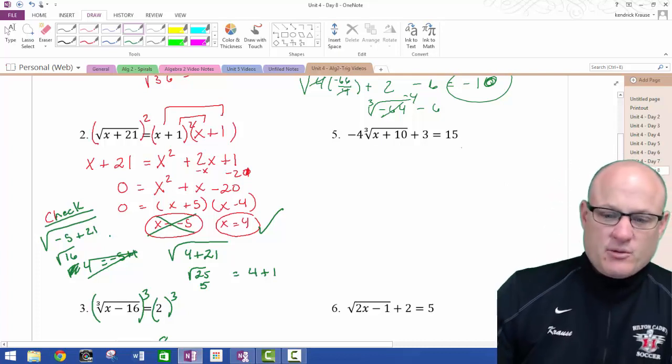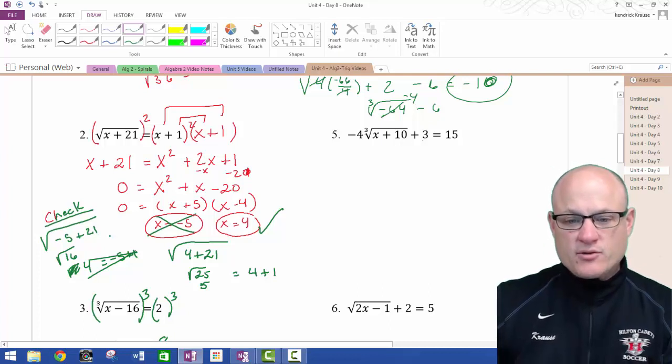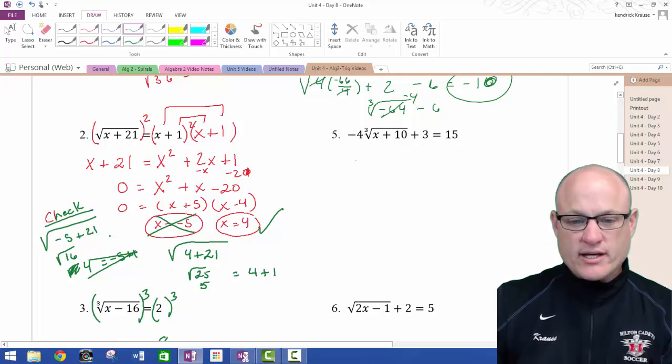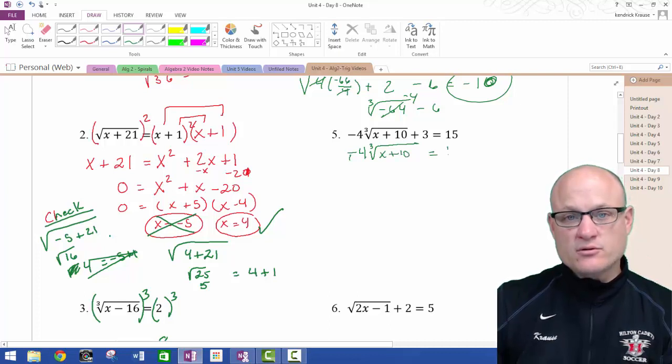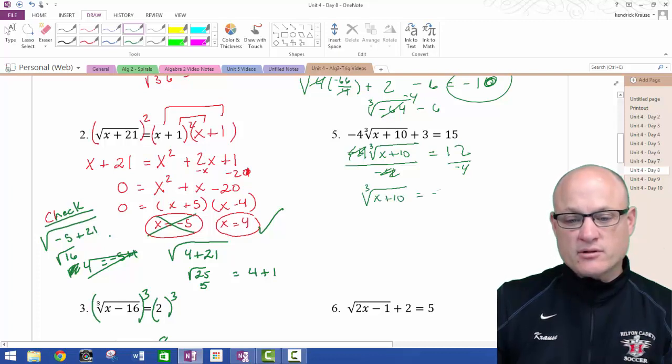So here we got a couple things to do. First thing we got to do is bring this 3 over. So we're going to subtract 3, and I get 12. So I get negative 4, the cube root of x plus 10 equals 12. But I can't do this. I got to get rid of this negative 4. Divide by negative 4, and divide by negative 4. And I get the cube root of x plus 10 equals negative 3.